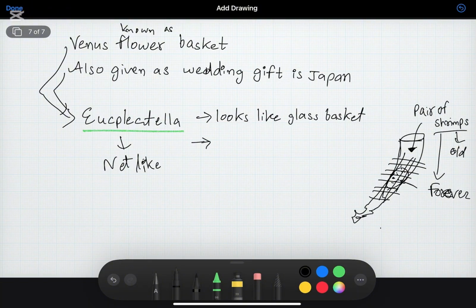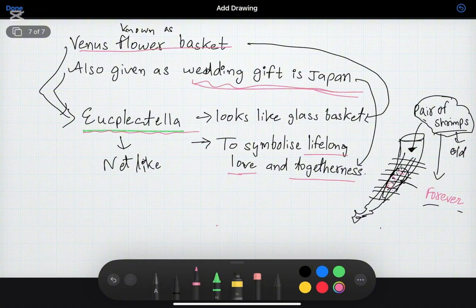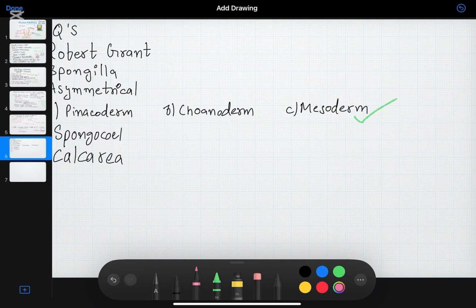So to symbolize lifelong love and togetherness, it is given as a wedding gift in Japan. So now I think we know the answer to the seventh question.